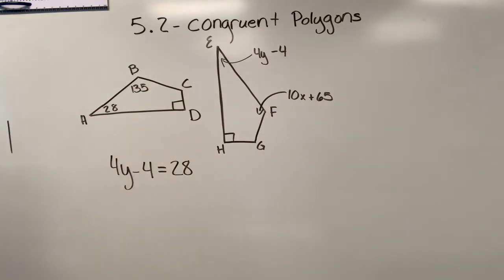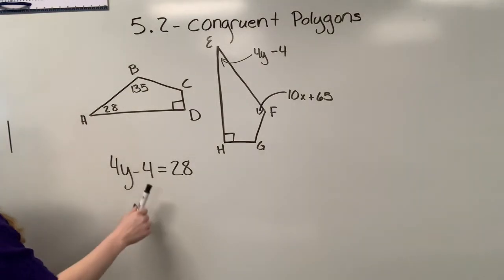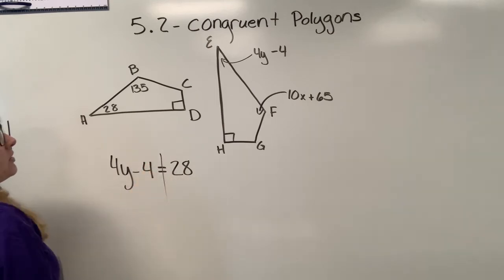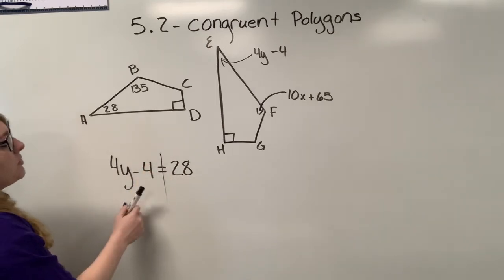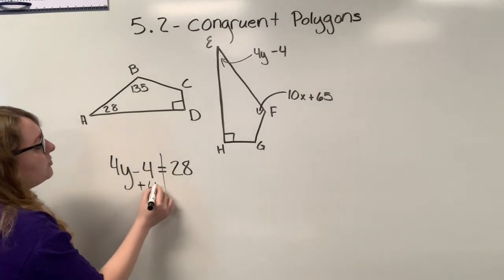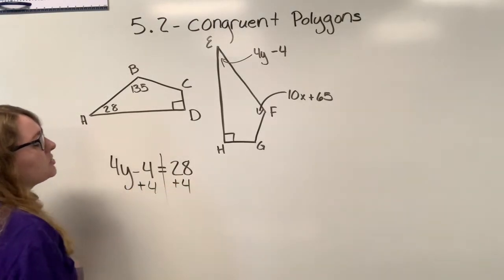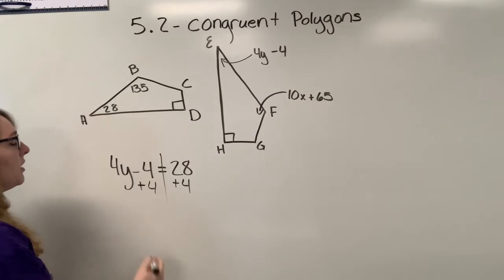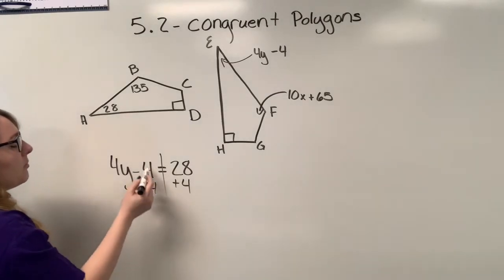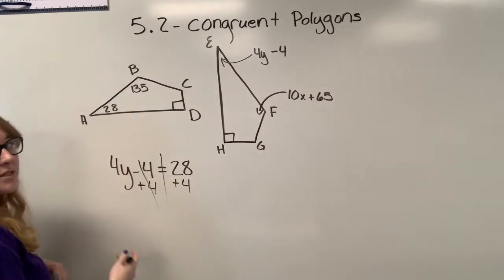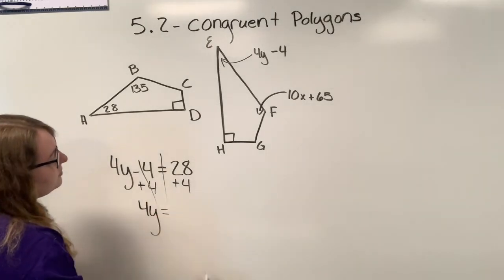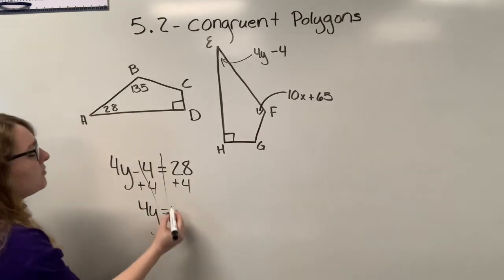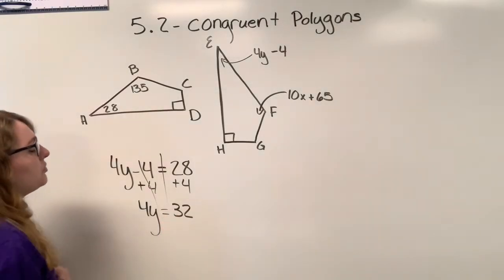So from here, we'll just solve this like an algebra 1 equation. We will do the opposite operation to get our variable all by itself. So since we are subtracting 4, we will have to add 4 once on each side of the equal sign. Negative 4 plus 4, those are going to cancel because they add to 0, leaving us with 4 times y. And then 28 plus 4 is 32.